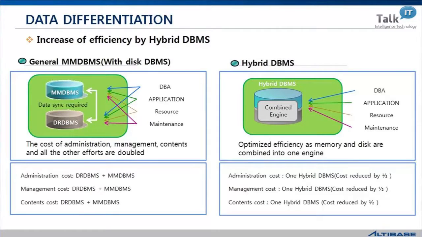However, when a hybrid DBMS is used, all those costs are reduced by 50%. The application code would be a lot simpler for the connection type and so on. The DBA only needs to manage one DBMS, and the resource and maintenance costs as well. Therefore, when a hybrid DBMS is used, where in-memory DBMS and disk DBMS are combined together, the efficiency will be optimized.